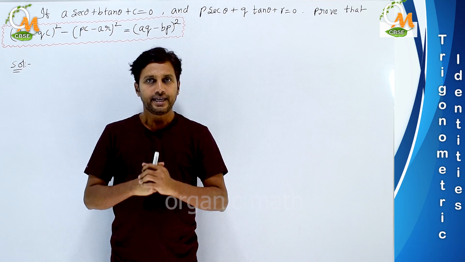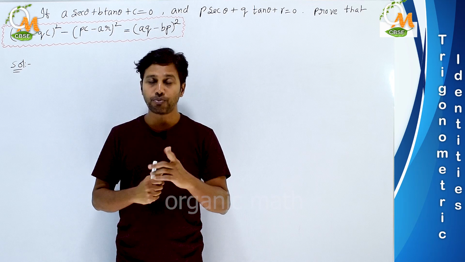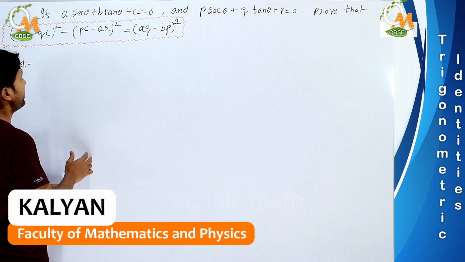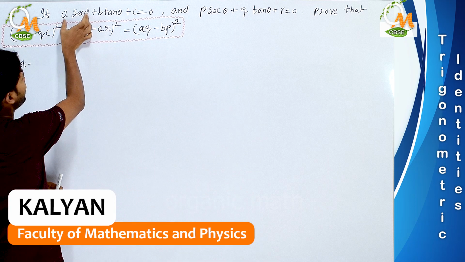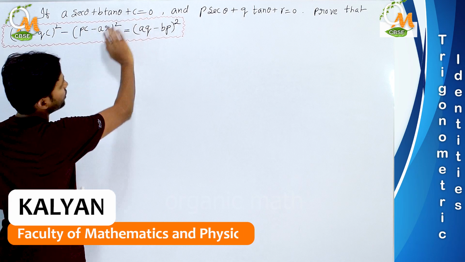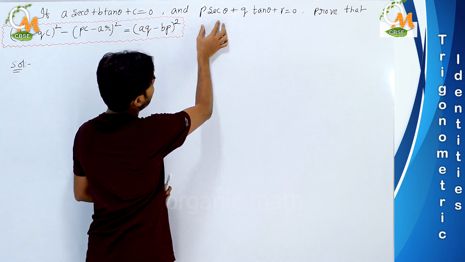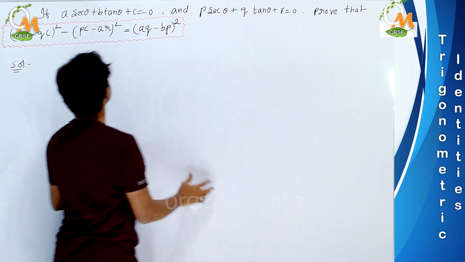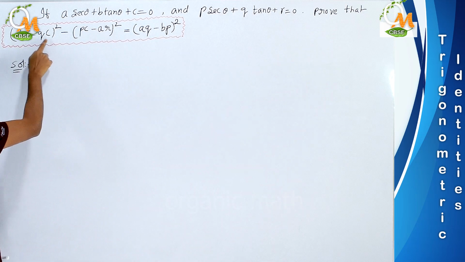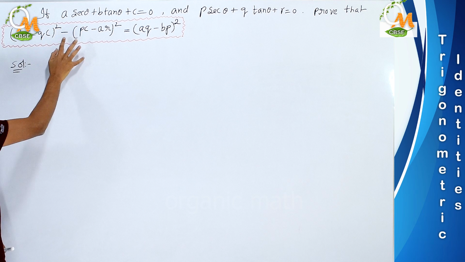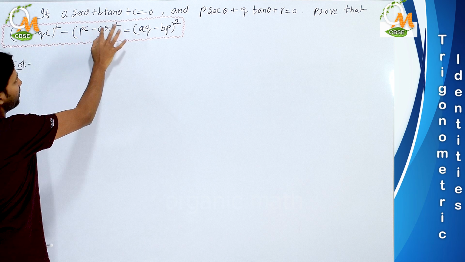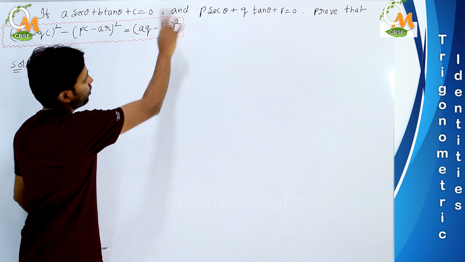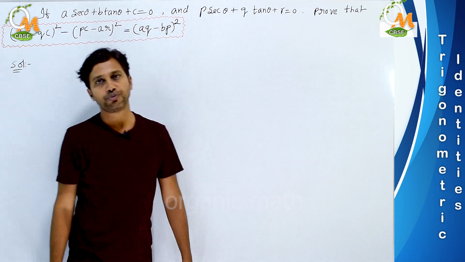So students, in this class we are going to discuss one more problem based on trigonometric identities. Let us see what the problem is. See here, we have given a secant theta plus b tan theta plus c equal to 0 and p secant theta plus q tan theta plus r equal to 0, and we need to show that (br minus qc) whole square minus (pc minus ar) whole square equal to (aq minus bp) whole square. This we need to prove.